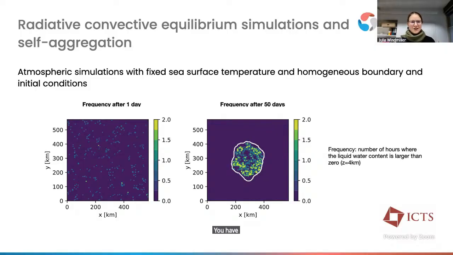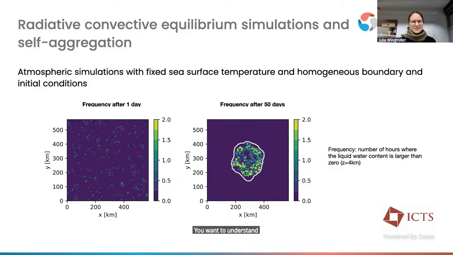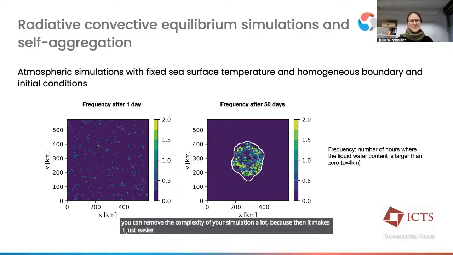So what does self-aggregation actually, where does it come from? I think it's important to remember that self-aggregation is something that happens in extremely idealized simulations. What you do is you want to understand the properties of clouds, and so one thing you can do is remove a lot of the complexity of your simulation, because that makes it easier to analyze, right? Or at least you might think so.